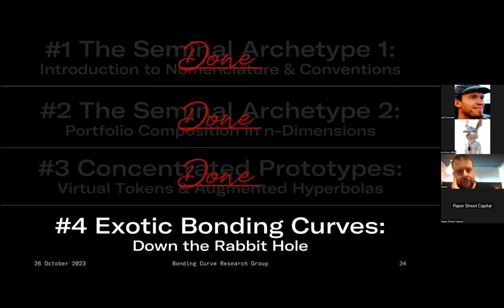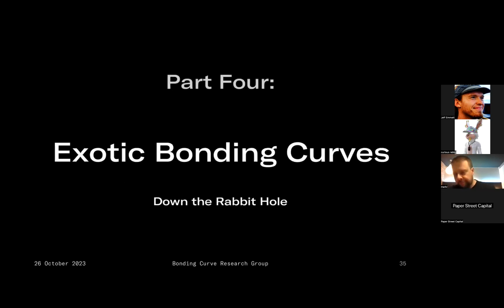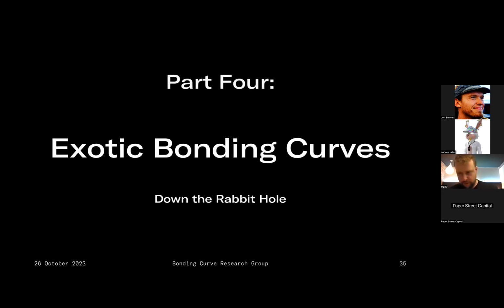Just for context, this means that we're done with the seminal archetype, which was the Bancor V1 formula. We've had a look at nomenclature, conventions, and so on. We went through how that works in any dimension, and now we've basically completed everything that is necessary, I think, in terms of virtual tokens and augmented hyperbolas, or at least in the context of what we call amplified or concentrated liquidity. And so with this lecture, what I wanted to do is to further explore some of these concepts.